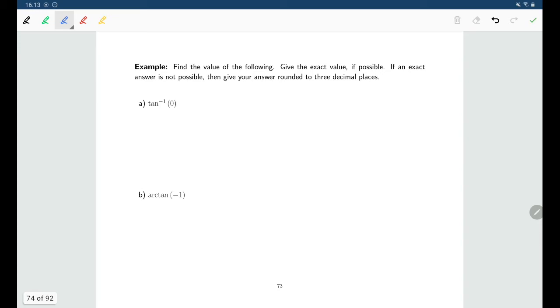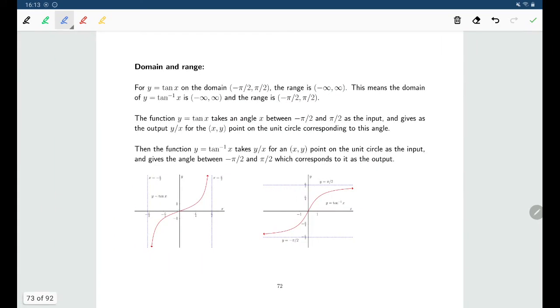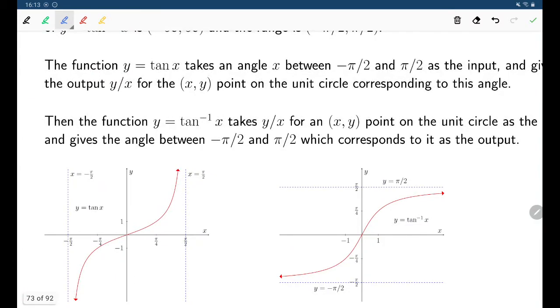So for these, we just need to, again, find our exact values when possible, and when not possible, use our calculator. So tangent inverse of 0. I know tangent of 0 is 0, so tangent inverse of 0 is also 0. And that could be confirmed just by looking at the graph itself. If we know on our graph we have the point 0, 0 for tangent, then we'd have the point 0, 0 for tangent inverse.